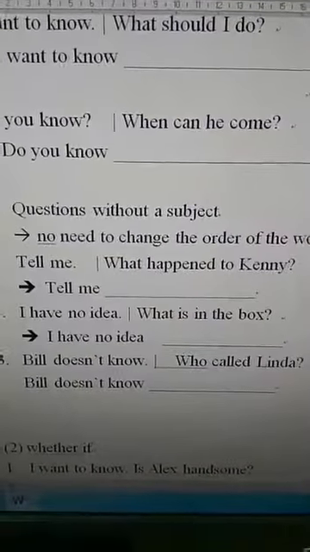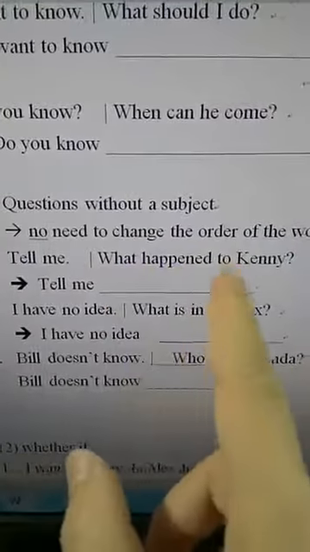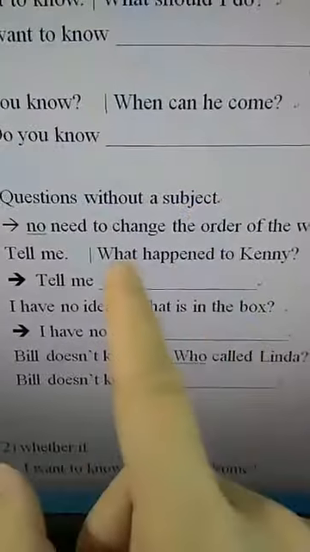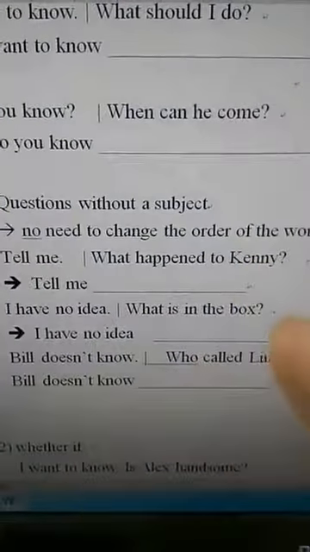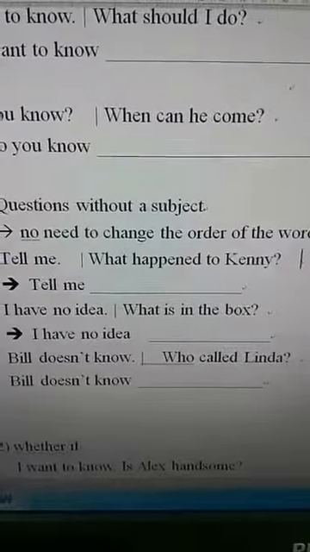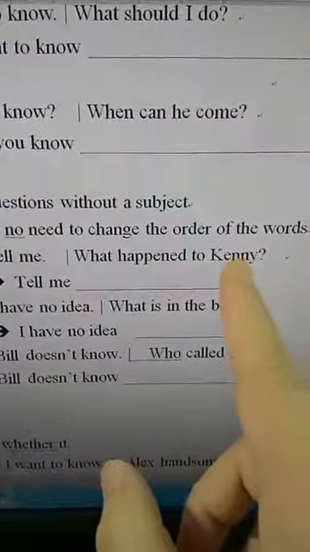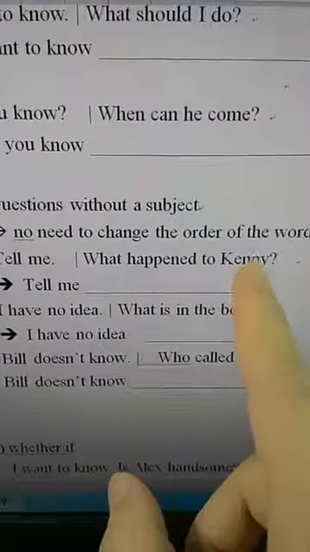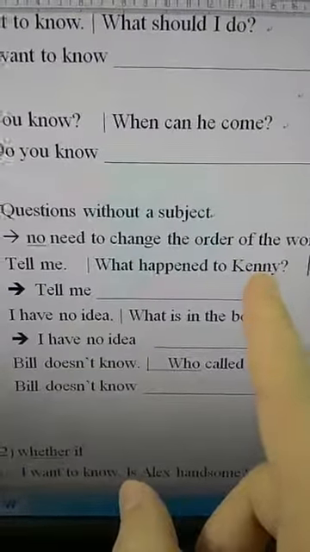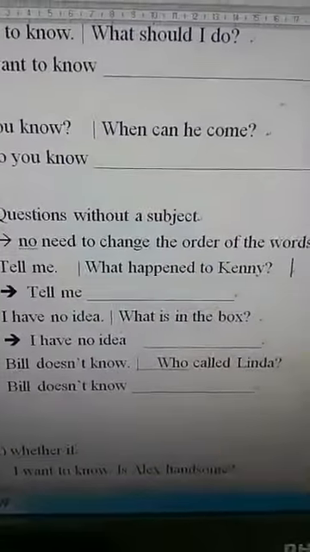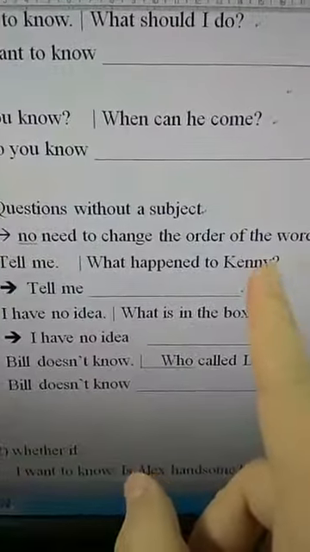Whoa, it is a little bit hard, right? Because you cannot find any subject in this question. Then what should we do? We don't have a subject to switch our order. What should we do? And some people may think, yeah, I have a subject here, Kenny. Kenny is a subject. Of course not. Kenny here is an object. Kenny is not a subject here. So you cannot change the order because Kenny is an object.